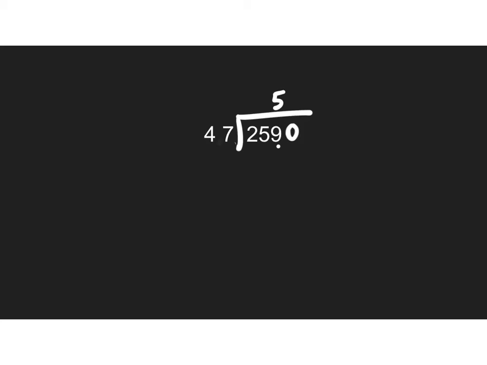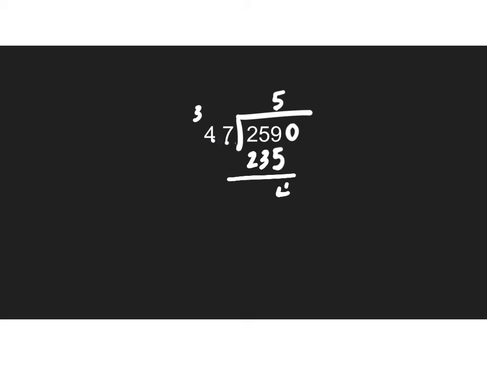I know that 47 is really close to 50, and I can see that 259 would fit 5 50s. Okay, so that is my guess. If I need to revise it, I definitely will. 5 times 7 is 35. 5 times 4 is 20, plus 3 is 23.